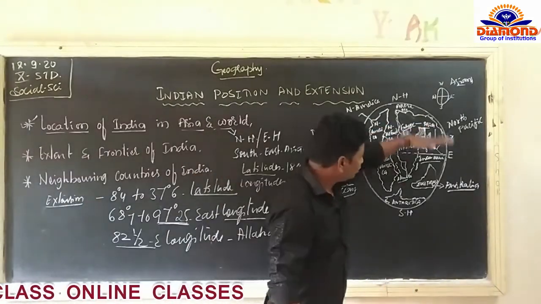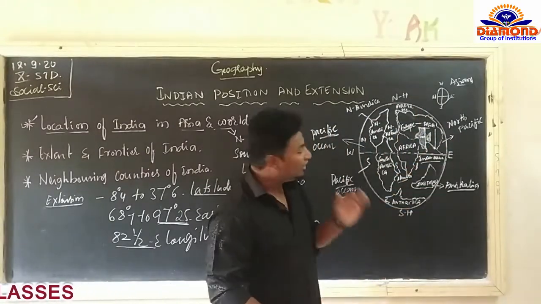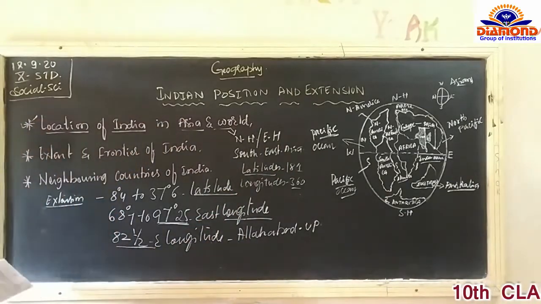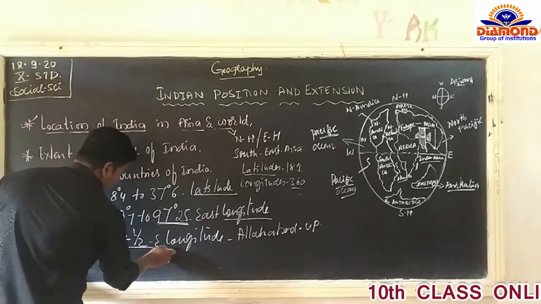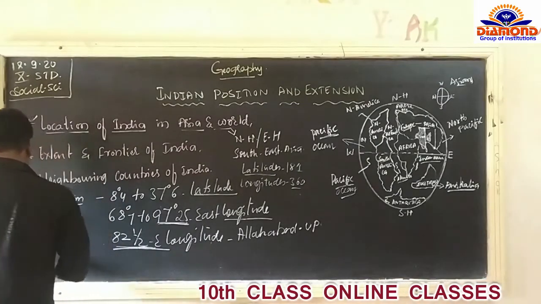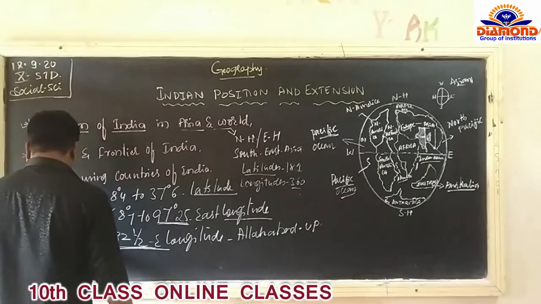From the latitude level, from the longitude level, once you go through the book, you will understand what I am explaining. So the important longitude in the country is 82 and a half degree. When it comes to the last point of our India, it is called the Indira Point.